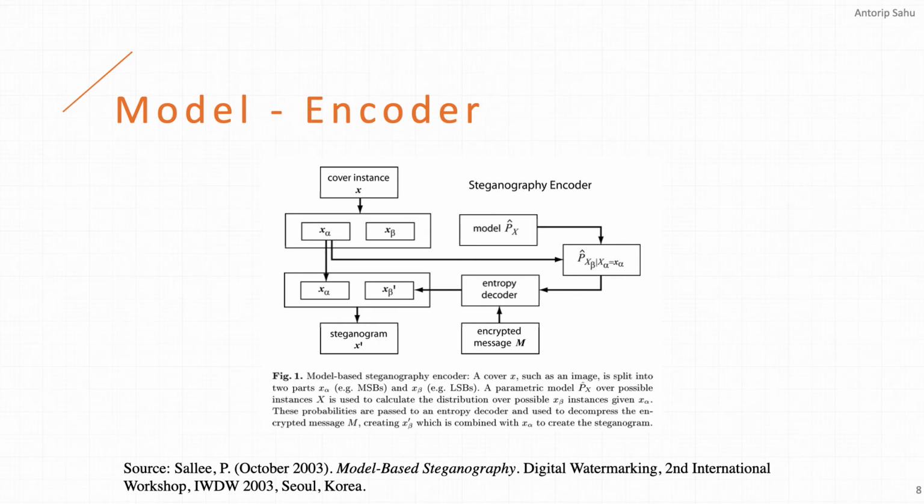The model distribution p hat x will be estimated over all possible values of random variable x beta over random variable x alpha. We select x prime beta to obey this conditional distribution. By carefully choosing the random variable x alpha and random variable x beta, changes to x beta will be difficult to detect by human perception. The lack of precision by humans is what the least significant bit encoding method takes advantage of. The conditional probability distribution and the encrypted message are given to the entropy decoder to generate x prime beta, and combining x alpha and x prime beta, we get x prime, our steganogram.